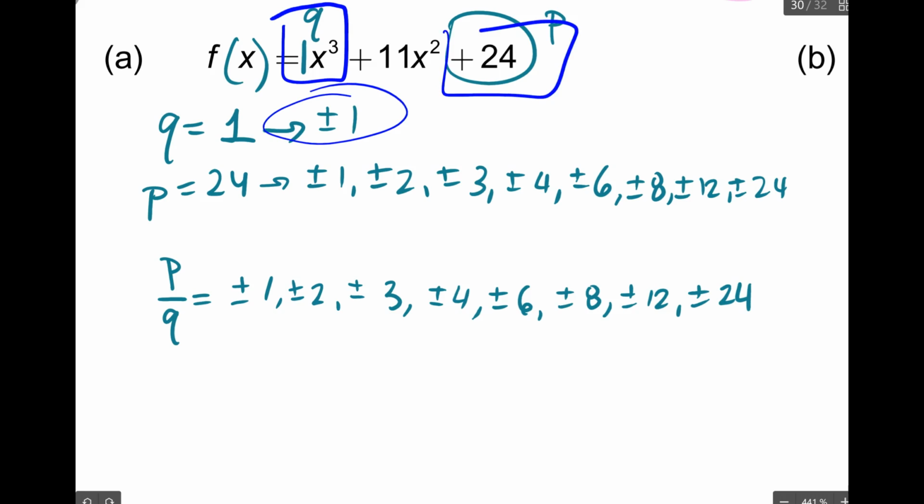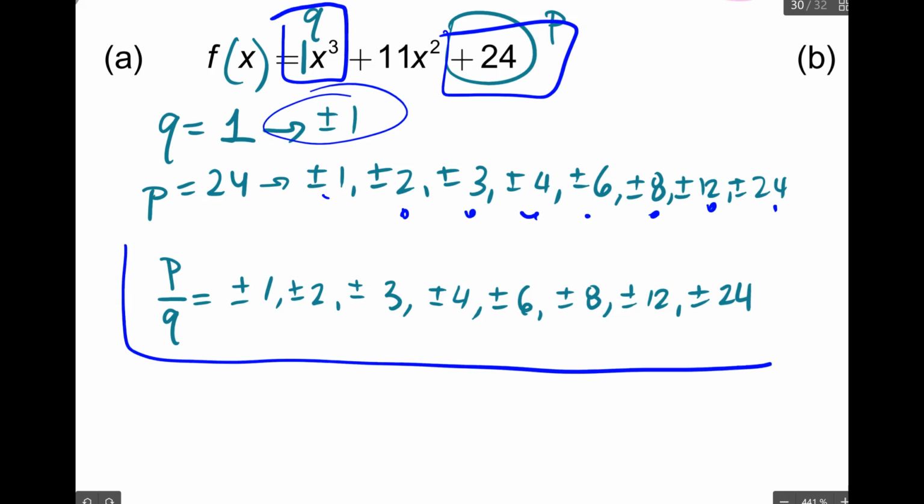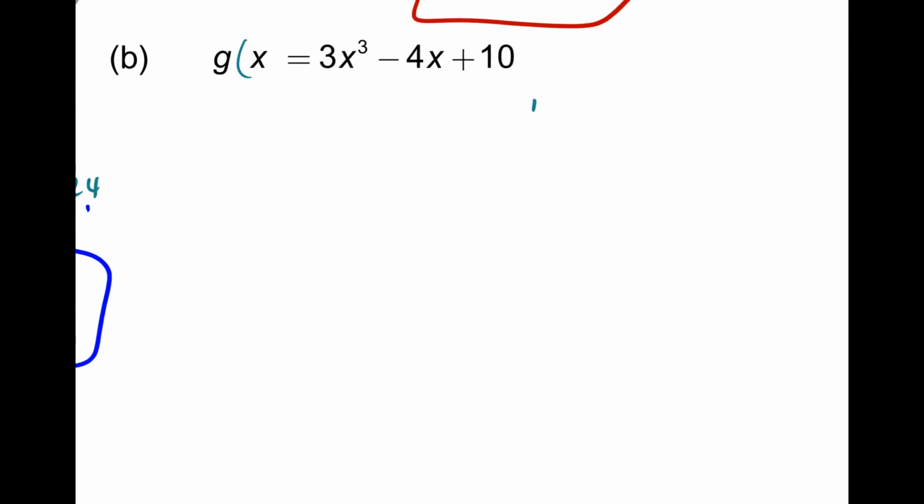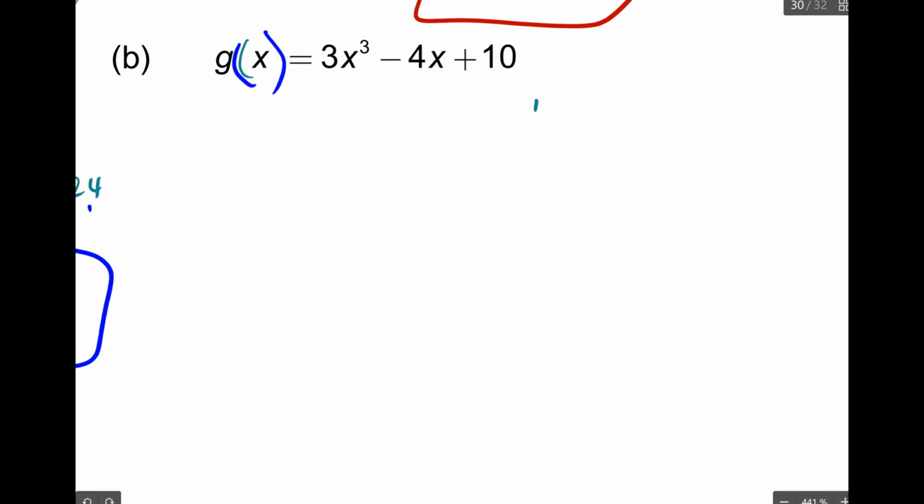And then our P is going to be this 24, so all the factors of 24 are 1 and 24, 2 and 12, 3 and 8, 4 and 6. If you take all of these numbers and divide by 1, it's just going to be those numbers all over again. So P divided by Q gives you all the possible rational roots. We don't have to solve. This one's going to be a little harder, but go ahead, try to identify the P and Q, and then unpause the video and you can see what we do.